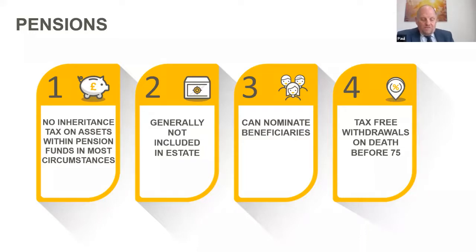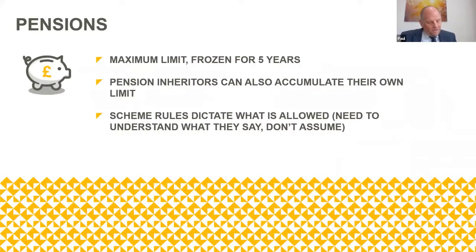You can nominate your beneficiaries on it, which is quite useful. They don't have to be the same as your will. It's up to you. And obviously, as I said, tax-free withdrawals on death before age 75. Obviously, that's not a great tax planning move, trying to die just before your 75th birthday. I would suggest it's probably not the best thing. Next slide, please. Okay.